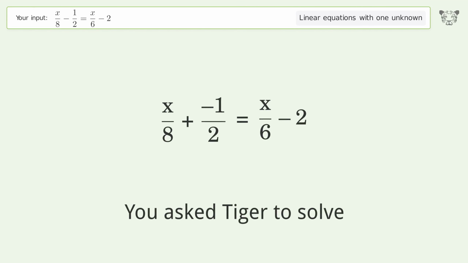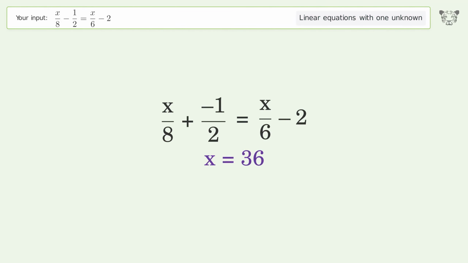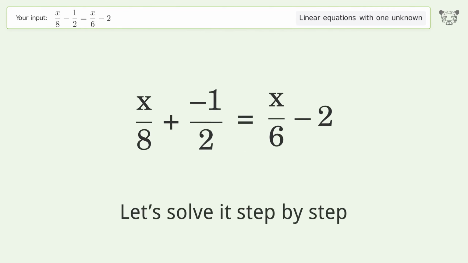You ask Tiger to solve. This deals with linear equations with one unknown. The final result is x equals 36. Let's solve it step by step.